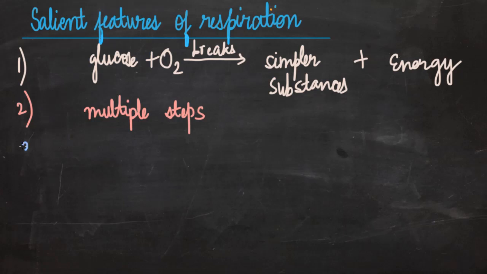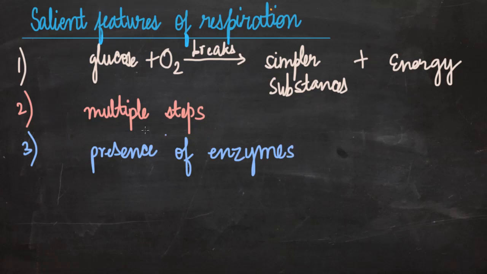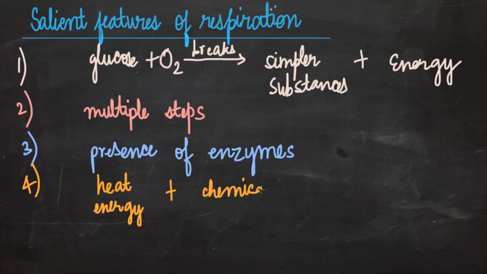The third point is that these multiple steps cannot proceed without the presence of various enzymes. Enzymes are the chemicals that act as catalysts for various steps involved in respiration. If these enzymes are not present, respiration is not going to take place. The fourth salient feature is that some part of the energy produced is in the form of heat energy, and the major part is in the form of chemical energy, more specifically in the form of a molecule called ATP, adenosine triphosphate. We'll see more details about ATP in upcoming videos.